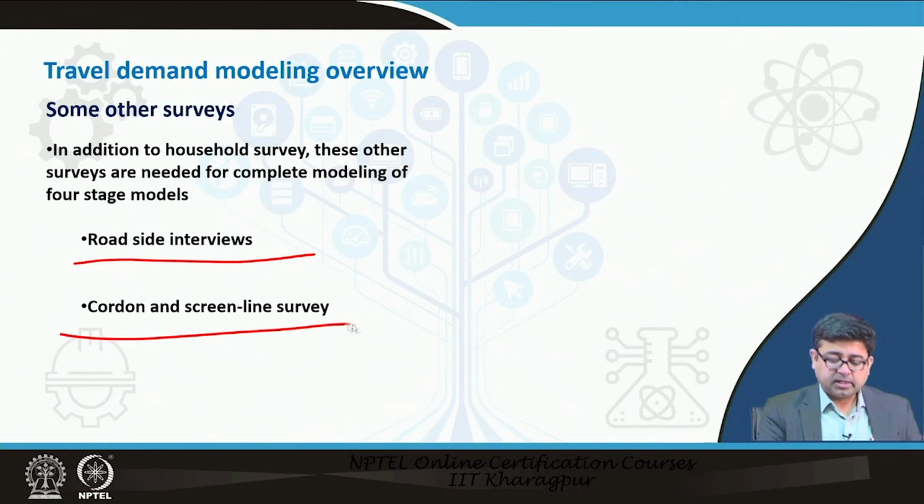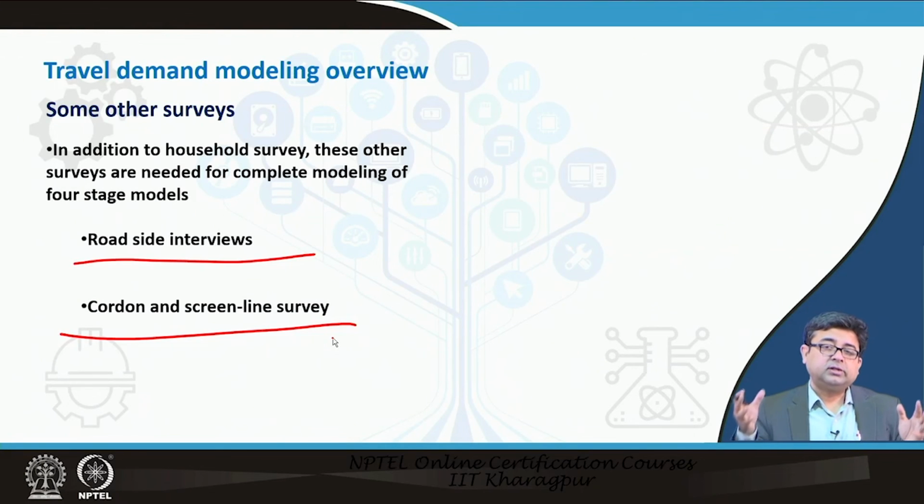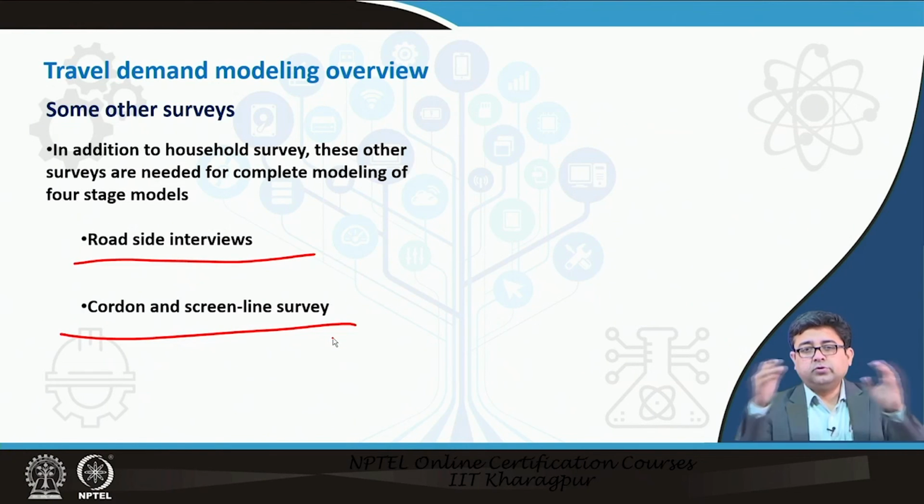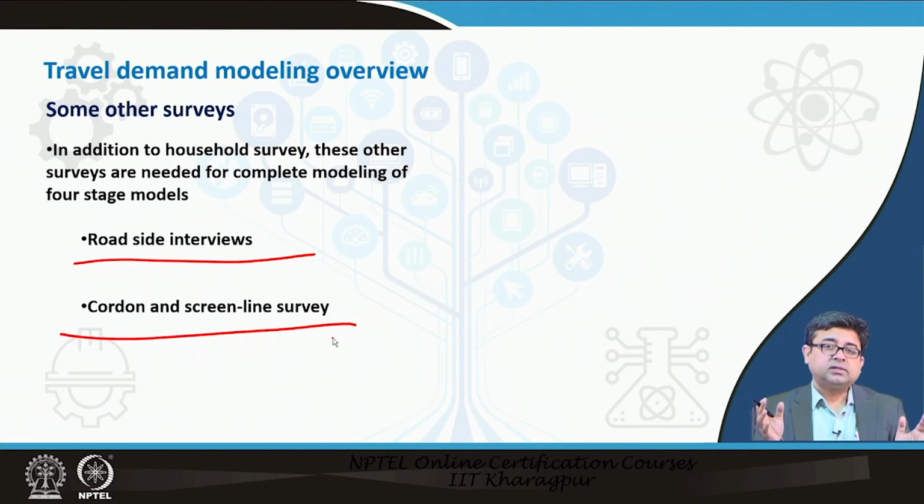Cordon and screen line counts are done to determine the existing volume of traffic on the network. If you have a network, you draw a cordon around that network and you count the vehicles coming into the cordon and the number of vehicles going out of the cordon. Then you know essentially how many vehicles are there within the cordon at a given point in time. That tells you the existing volume of vehicles in your roadway network. That kind of survey is called a cordon or screen line survey.